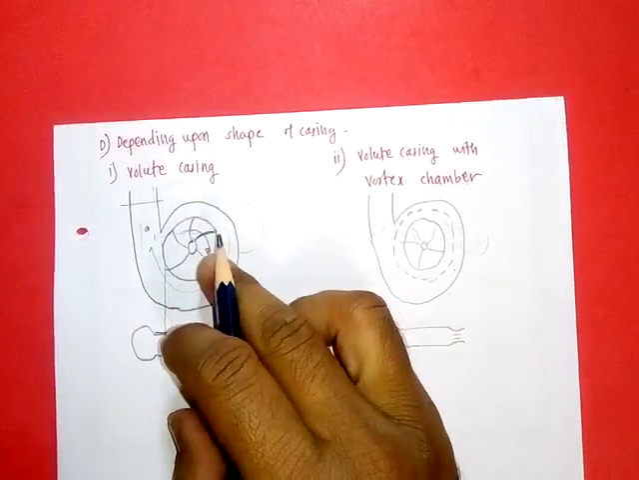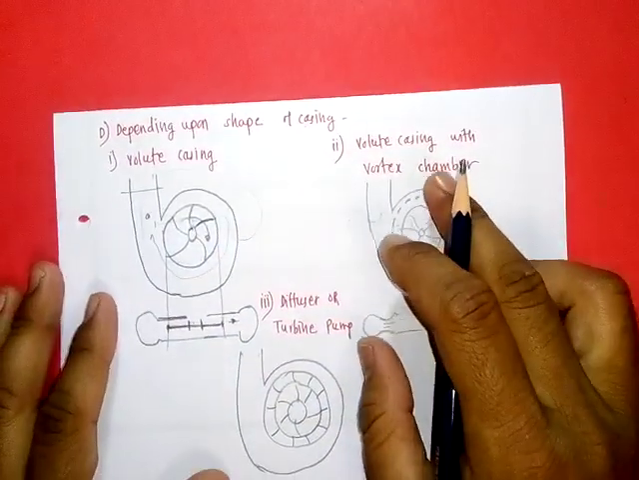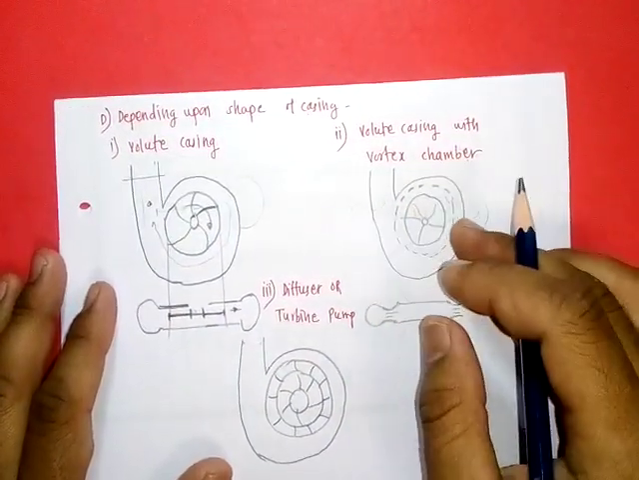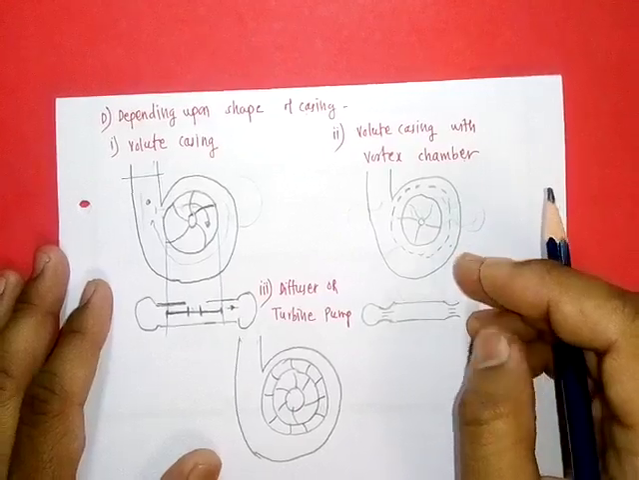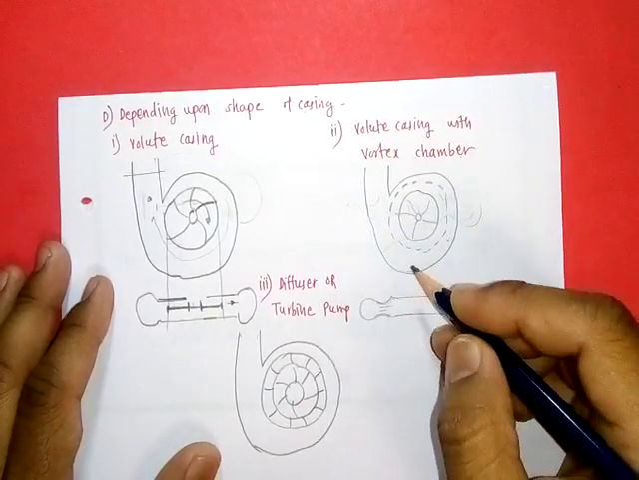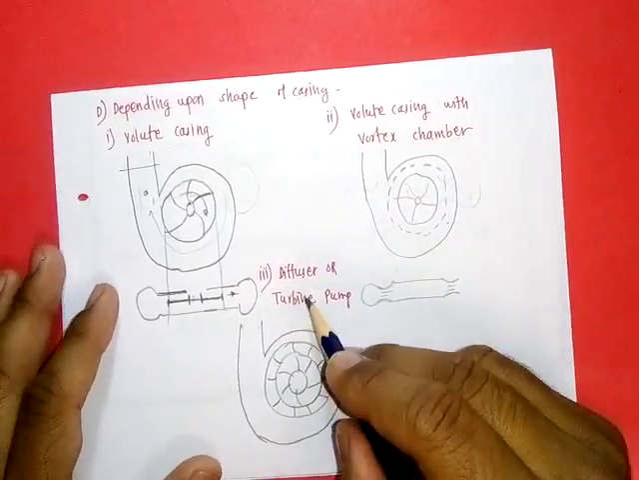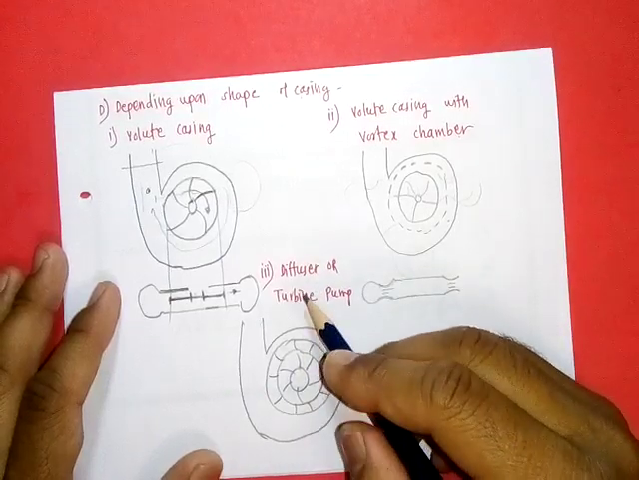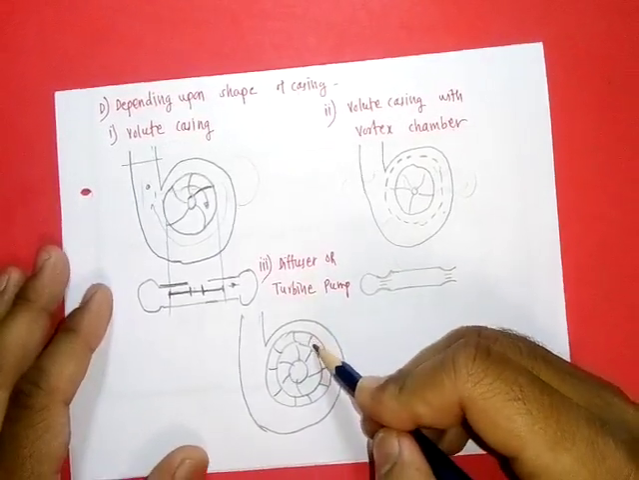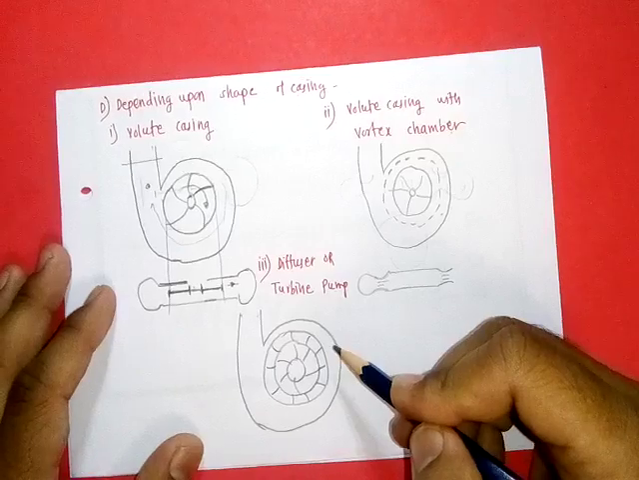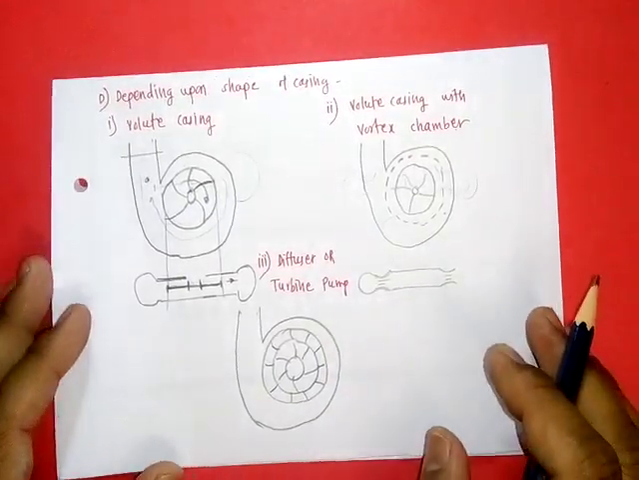In the volute casing pump, there is only the volute casing. In the case of volute casing with vortex chamber, there is a ring as an integral part of the casing, having less cross area to reduce eddies. Then diffuser means there is a ring with guide blades surrounding the impeller to give proper direction. So these are the classifications.